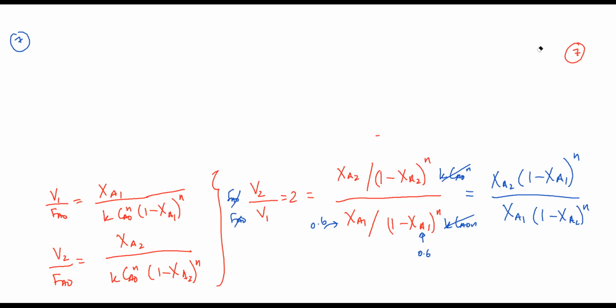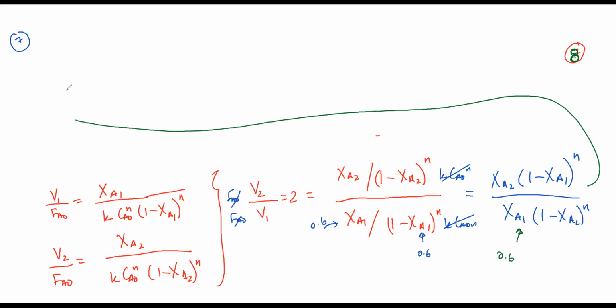Okay, let's use green. So we got to this point, and I know that XA1 is 0.6. So I'm going to substitute XA1, and now this is page 8. So now I have 2 is equal to XA2 into 0.4 to the N divided by 0.6 into 1 minus XA2 to the N. Okay, so I have 3 cases. N is equal to 0.5.